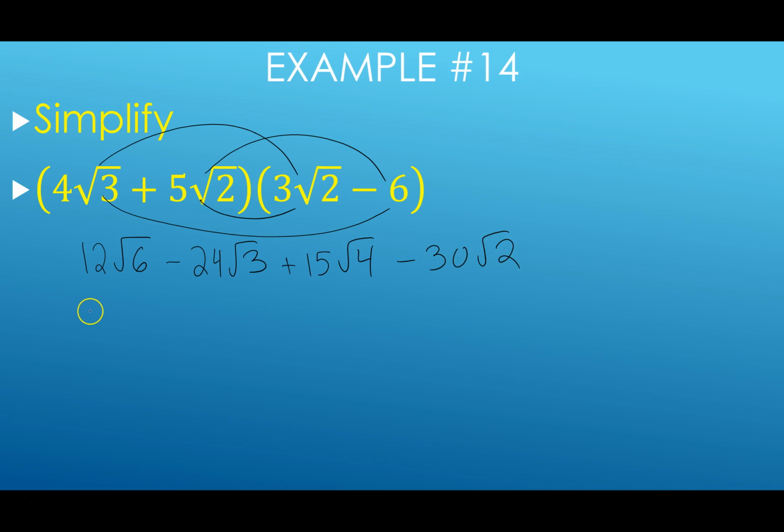Well, can't do anything with square root of 6, so it stays 12 square root of 6. Can't do anything with radical 3, so it stays minus 24 radical 3. Square root of 4 is 2, so this will become a 30. And we can't do anything with the square root of 2, so it's minus 30 square root of 2.